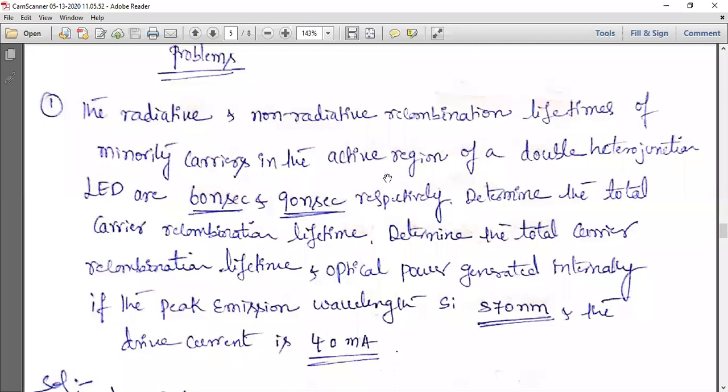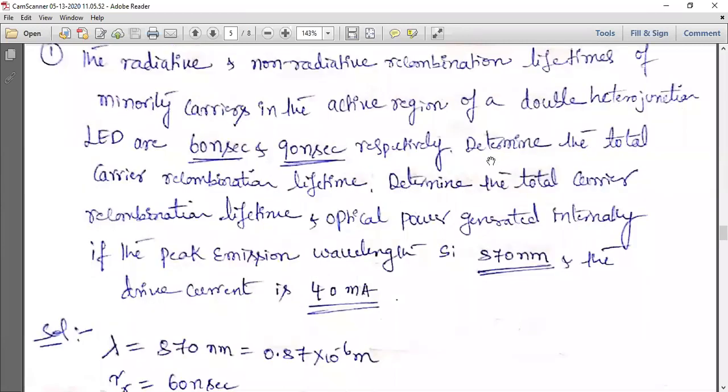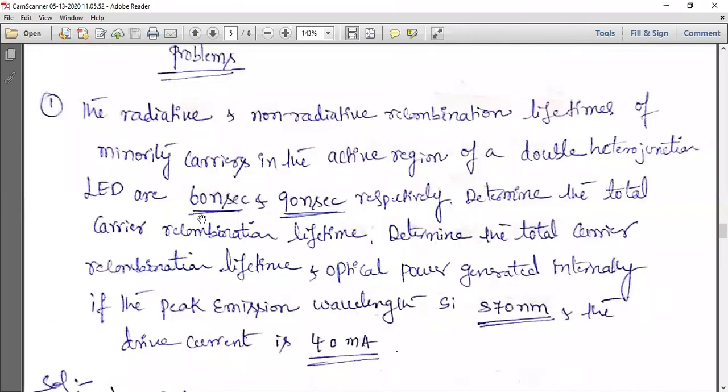The radiative and non-radiative recombination lifetimes of the minority carriers, tau R and tau NR, sorry, it is not the rate, it is the lifetime, are given. The lifetime of the minority carriers in the active region of a double heterostructure LED is 60 nanoseconds, tau R is 16 nanoseconds, and tau NR is 90 nanoseconds respectively. Determine the total recombination lifetime and the output power generated internally at the peak emission wavelength.